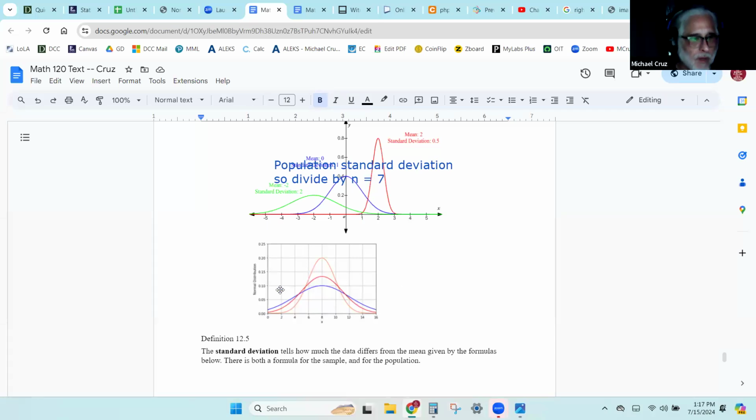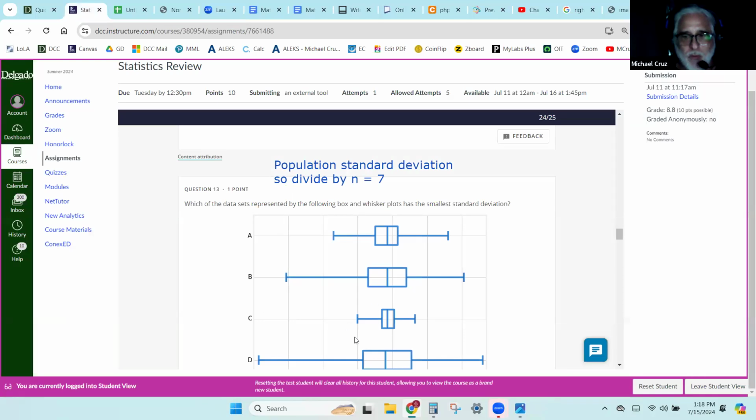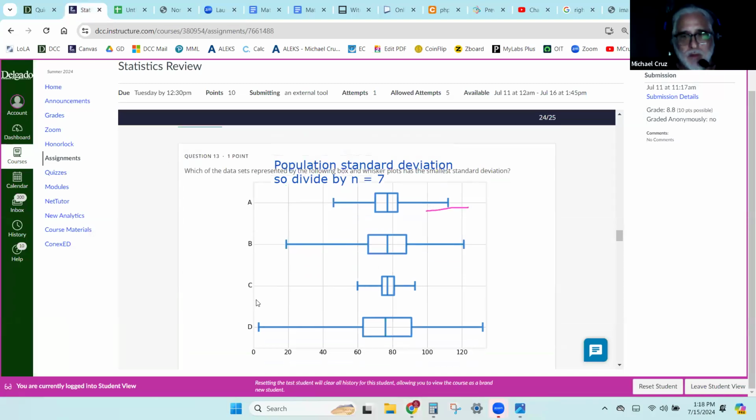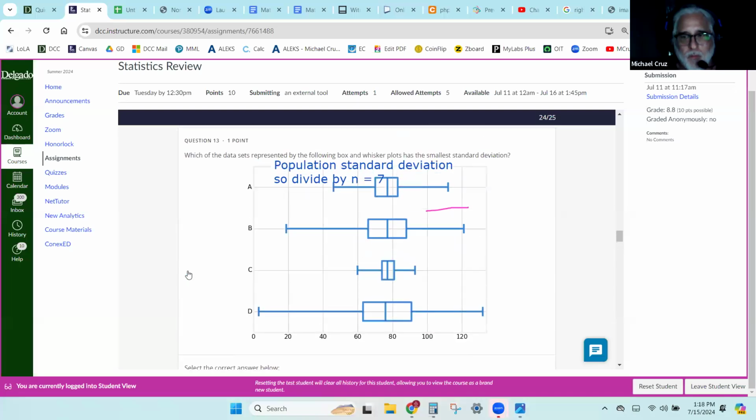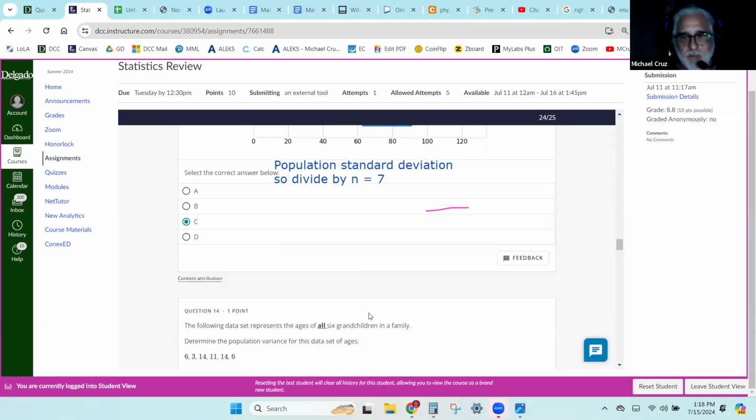See that? The difference between the skinny one and the green one, which is the fat one? The standard deviation is larger on the one that's fatter, that looks like it's been stretched out. So for that one, the smallest standard deviation is C. The largest standard deviation would be D, and then this one and that one, and the smallest.